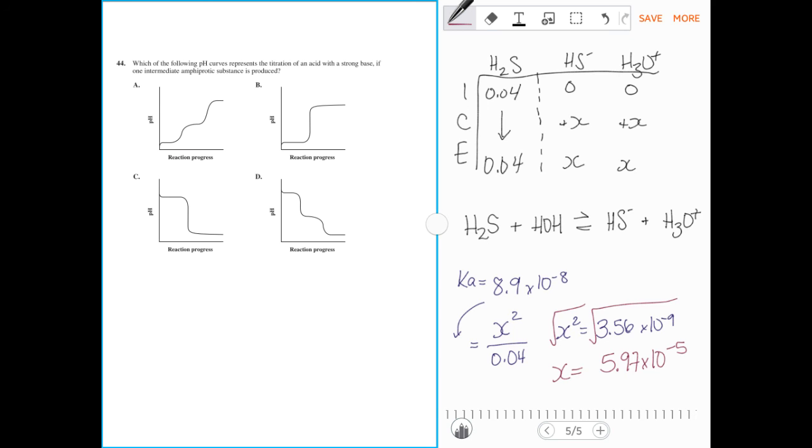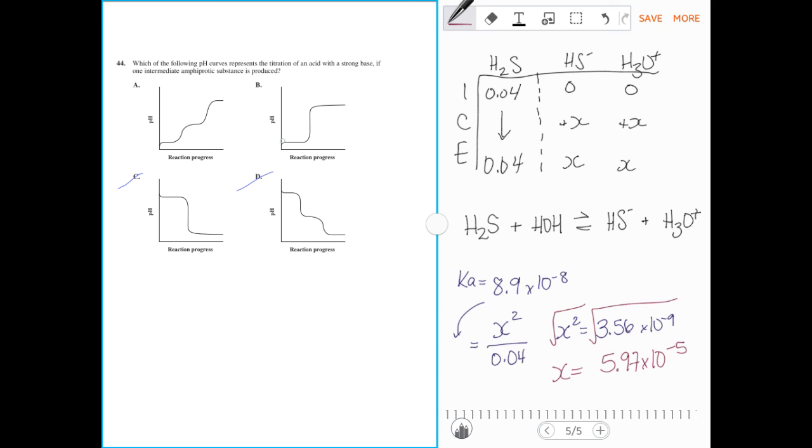If I ever see a high pH when I'm titrating an acid with a strong base, that means that my base is in my burette. So with that said, I should have a low pH initially. So both C and D should be ruled out because I'm starting with a very high pH.